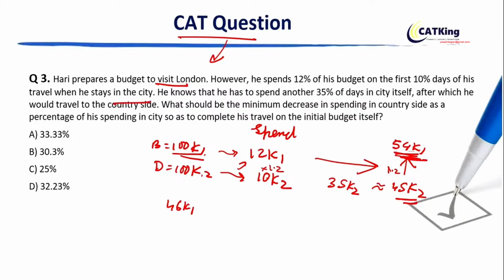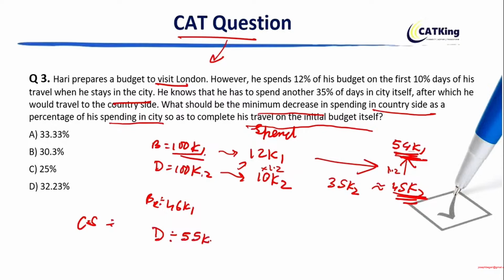Fine. What should be the minimum decrease in spending in the countryside? He has now moved to the countryside. As a percentage of his spending in the city, so as to complete his travel on the initial budget itself. Correct? So he has to complete his travel on the initial budget itself. So budget remaining is how much? 46K1, because 100K1 was the initial budget. Days remaining is how much, guys? 45K2 days spent. Days remaining is 55K2. Right? So how much should he decrease, guys?